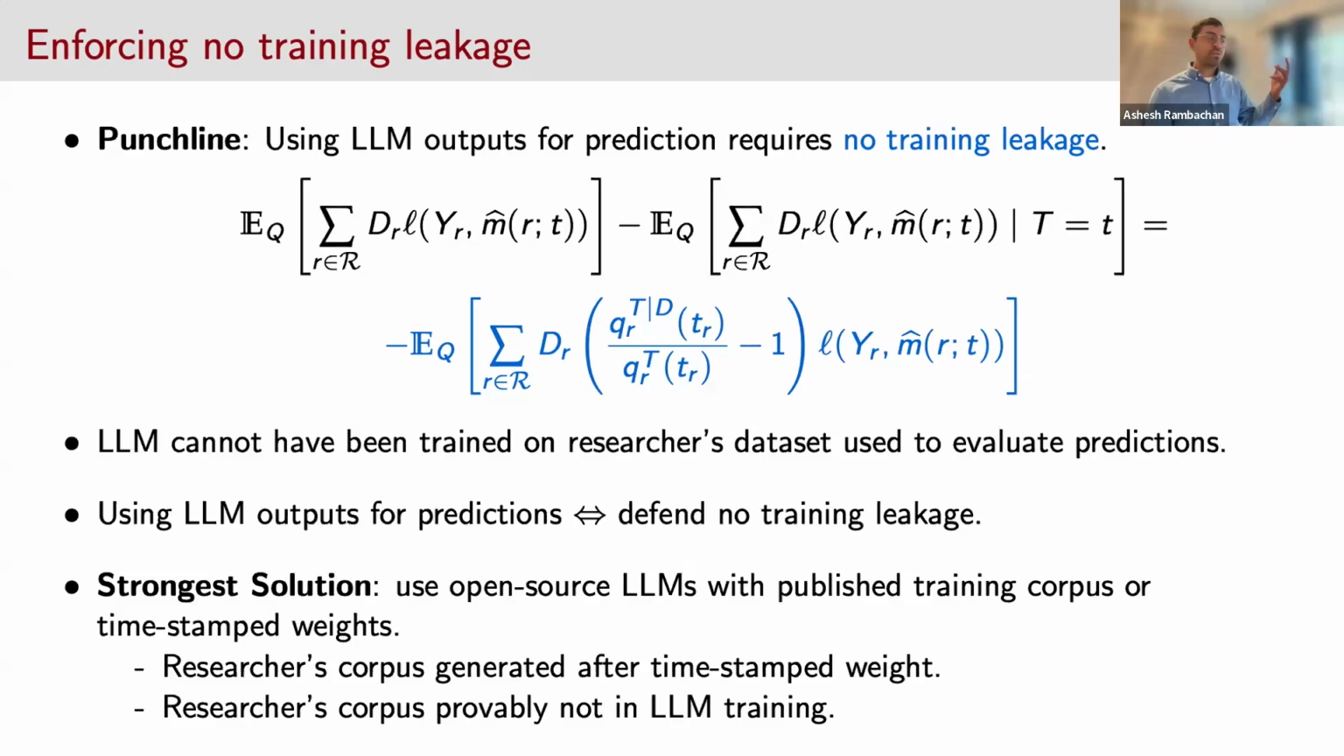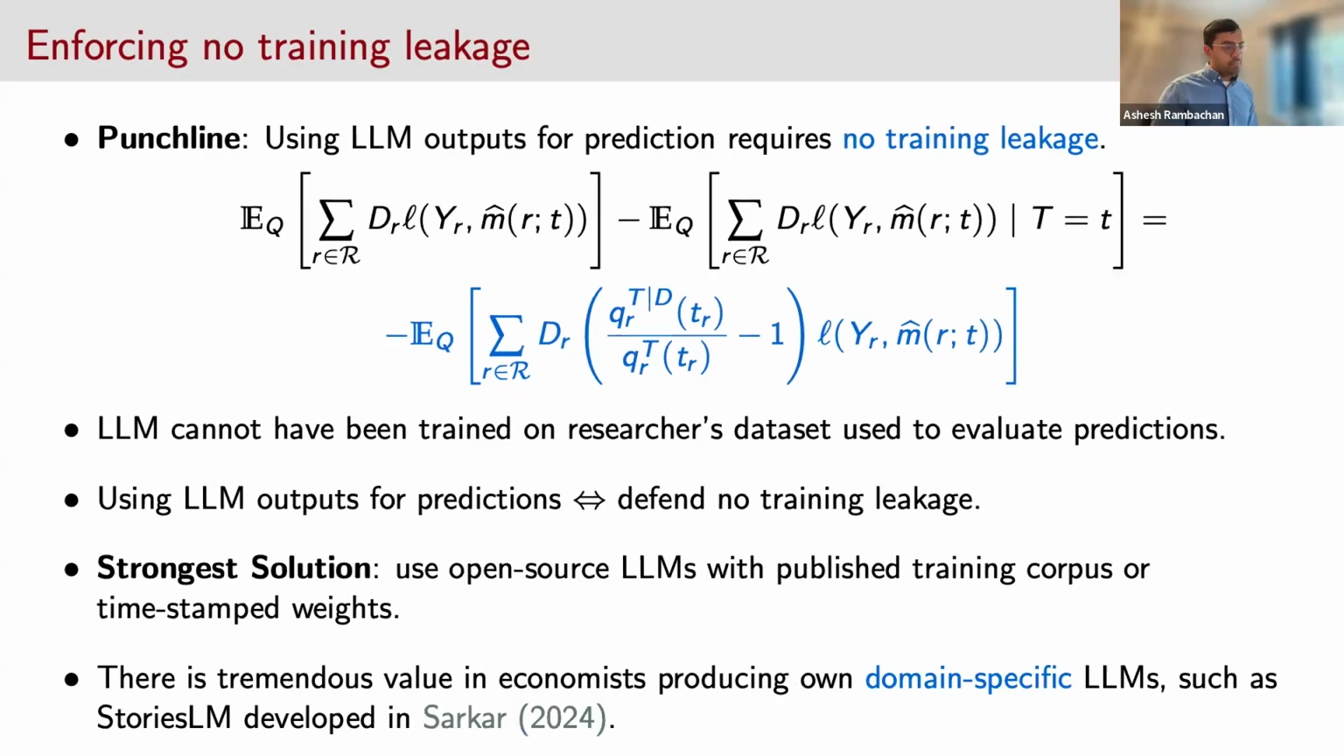As we've talked about here, for particular cases, the strongest solution is often using LLMs that have either published a training corpus or time-stamped weights. If you're in this look-ahead bias case, you can be sure that data from today has not entered into the model that you're using. And lastly, I'll flag that this also highlights a lot of value in researchers producing their own domain-specific language models, where we have control over what has or has not entered into the data.